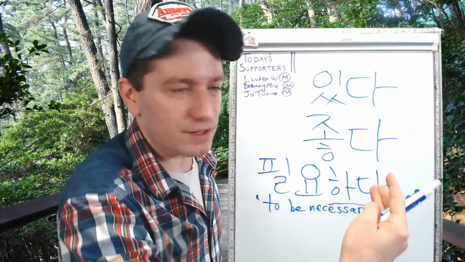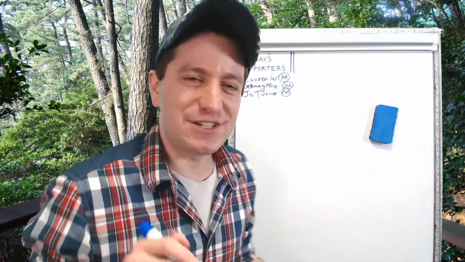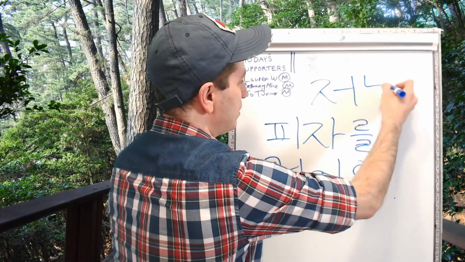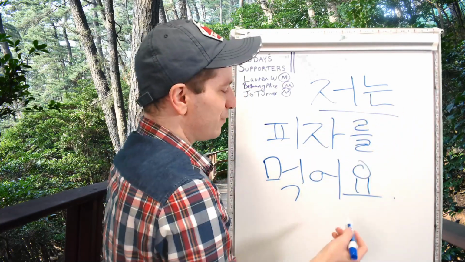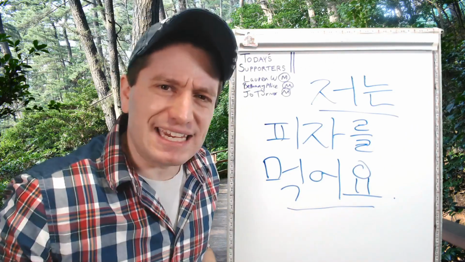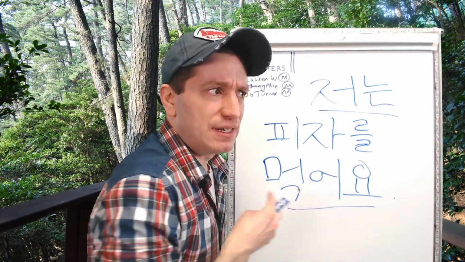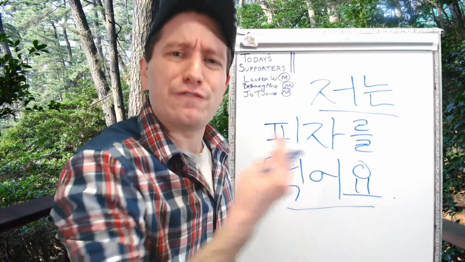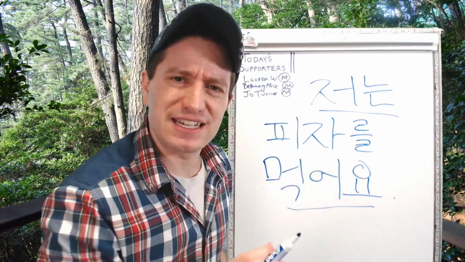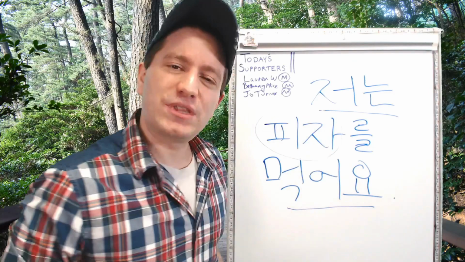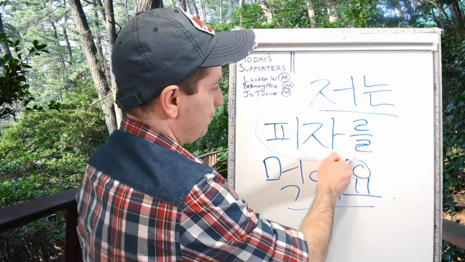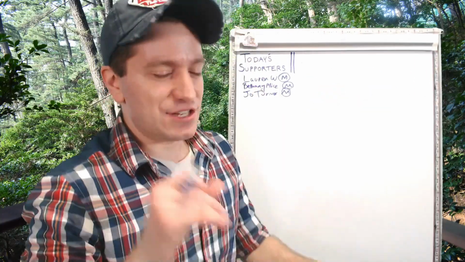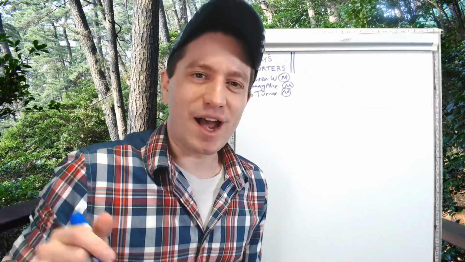I need water. I haven't actually shown you an example of using the object marker. Let me do that first before I do this. 저는 피자를 먹어요. So I, as for me, I eat. Well, what do I eat? What is it that this verb is eating? What is it affecting? What is this verb 먹다 affecting directly? Pizza. That's what the object marker is used for. What is the action verb doing something directly to? Mark it.